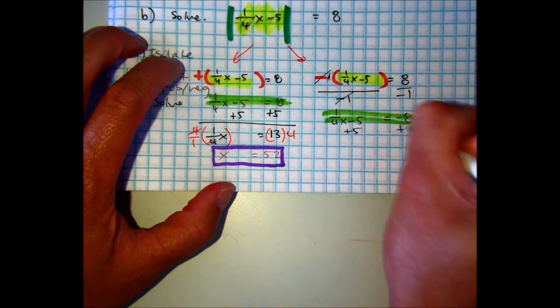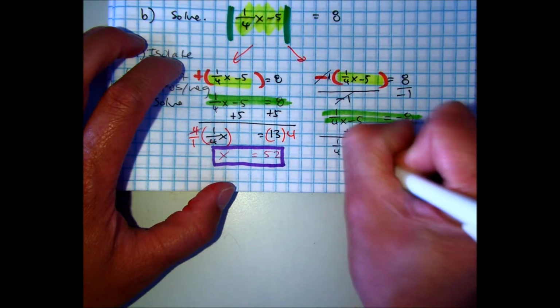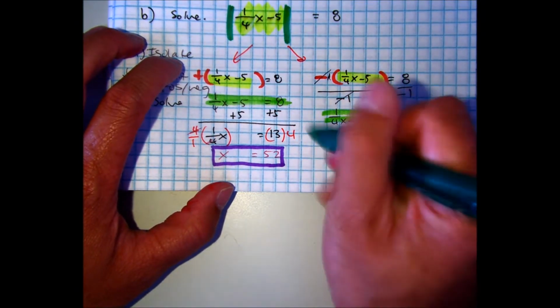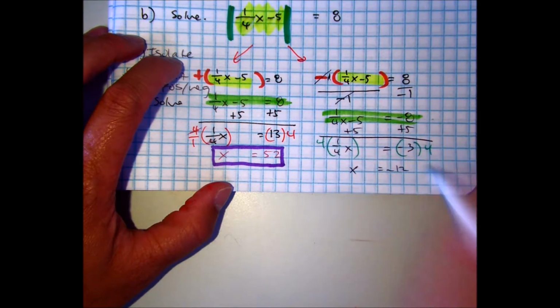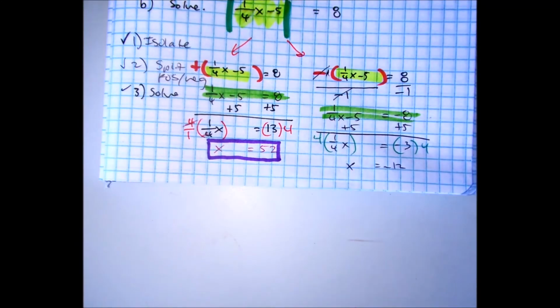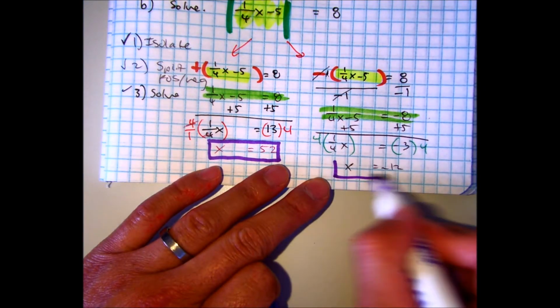Add 5. Multiply by 4. X is equal to -12. Let's check our solution.